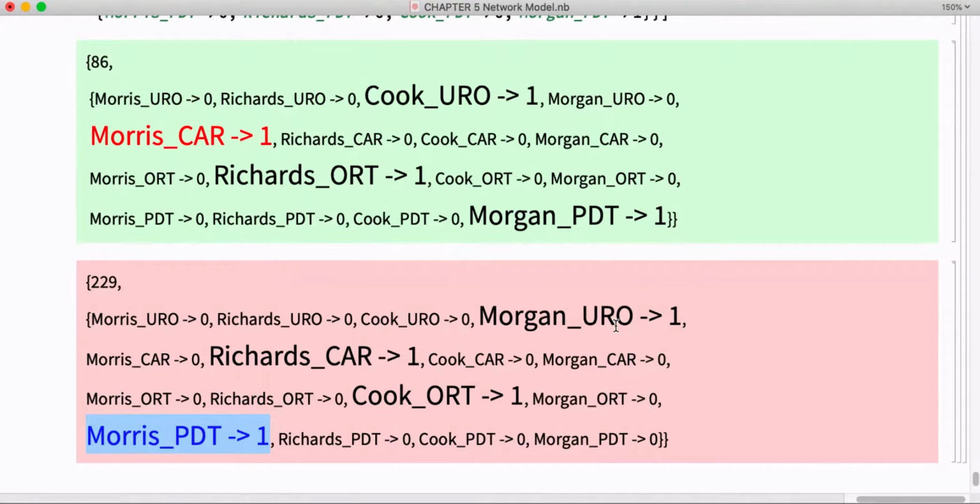And let's assume that Morris has an advantage over everybody else. Let's assume Esther is making the schedule. And Morris says to Esther, Esther, I don't want to be in cardiology. The easiest way is to be in urology. But you put Cook in urology, and I want to be in urology. The worst case is Morgan in urology, but Morris wants to be in urology.